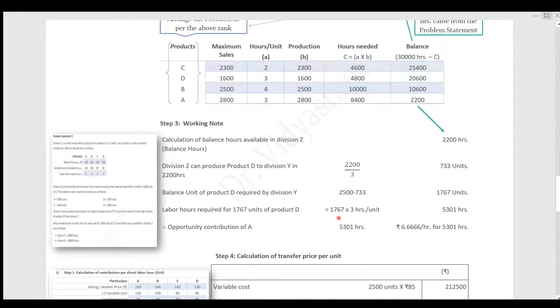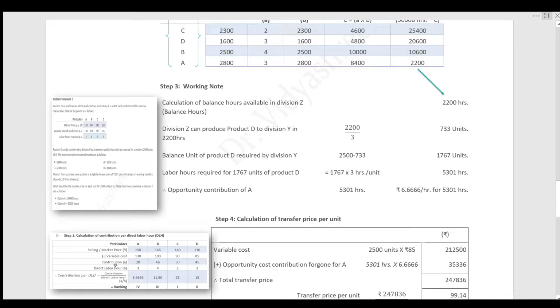To produce these units, let's see how many hours are required by division Z. It's very easy. The remaining units is this much, and the direct labor hours required per unit is 3. Multiply this, and you get 5,301 hours of shortage under division Z to produce product D. This you can obtain from another product of the least ranking. Again you can see the first step which you have calculated. As we know, the least ranking is product A.